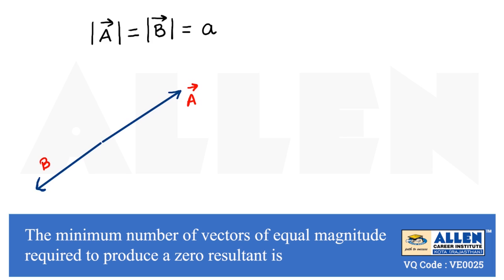So with the help of these two vectors, we can easily see the resultant can be 0. But on one condition, that is, the direction of these two vectors should be opposite. Magnitudes are equal but directions should be opposite. So the minimum number of vectors required to produce zero resultant will be 2. So the answer to this question is 2. Thank you.